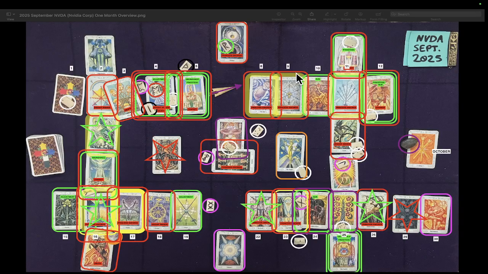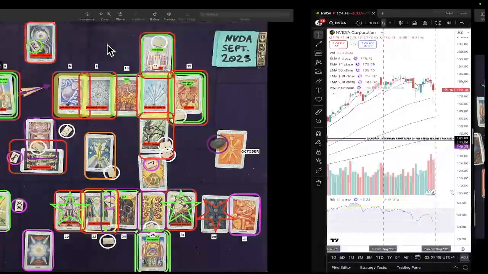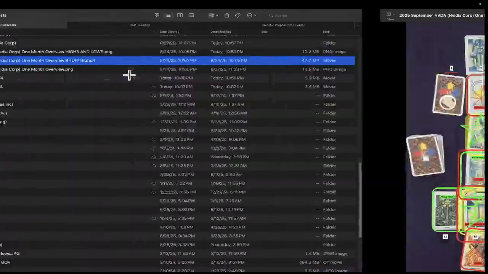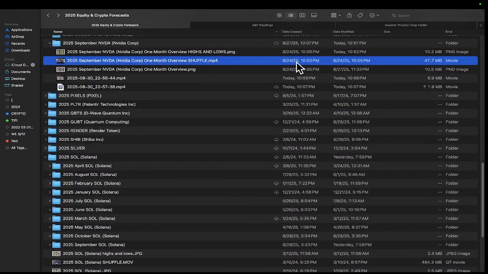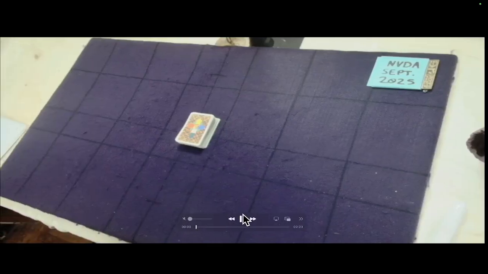This is the Nvidia 1 month overview reading for the month of September 2025. It's currently August 30th, 2025, 10:57 p.m. Eastern Time. Nvidia at the time of this reading is $174.18 USD. And the shuffle video for the September reading was created on August 24th, 2025 at 10:02 p.m. Eastern Time. That's this video playing for you here.